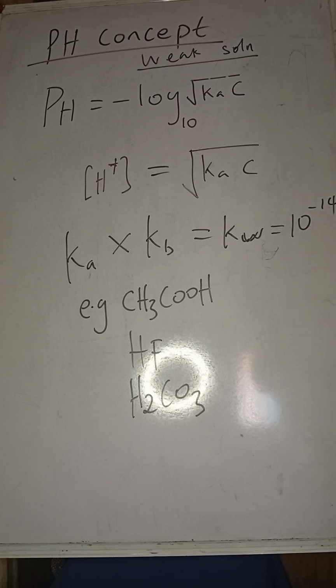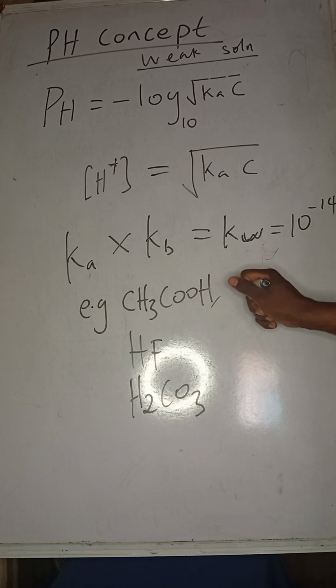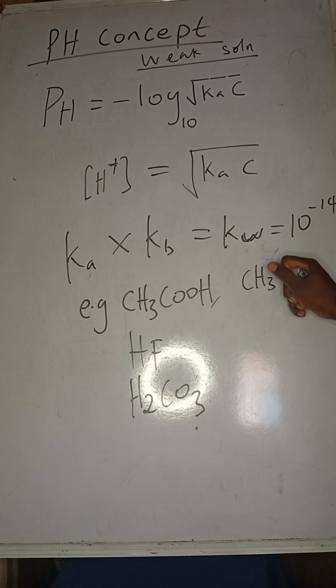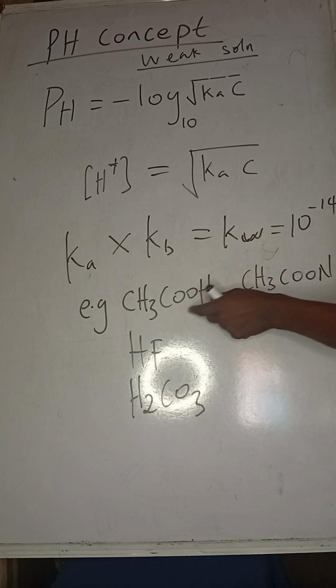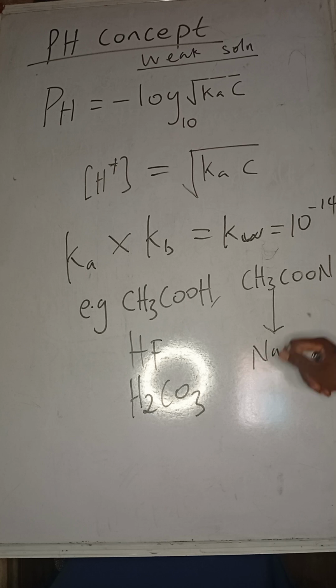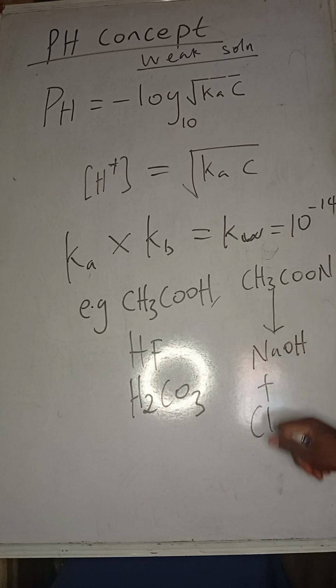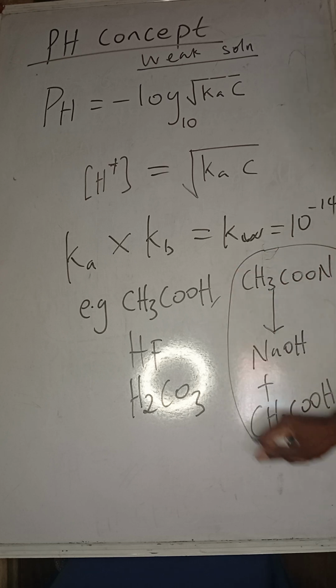Now, some questions can come like this. They will ask you to calculate the pH of sodium ethanoate or sodium acetate. Now, this compound is a sort of weak acid. If you hydrolyze this compound, you observe that it was formed from NaOH and ethanoic acid. So, I will say compounds of weak acid and strong base are overall basic. So, we treat them like a weak base.